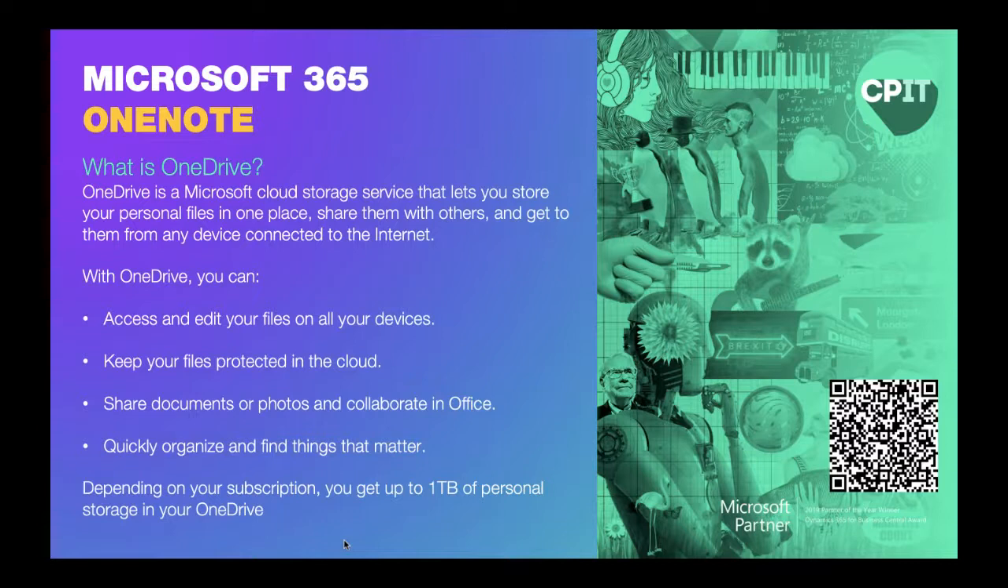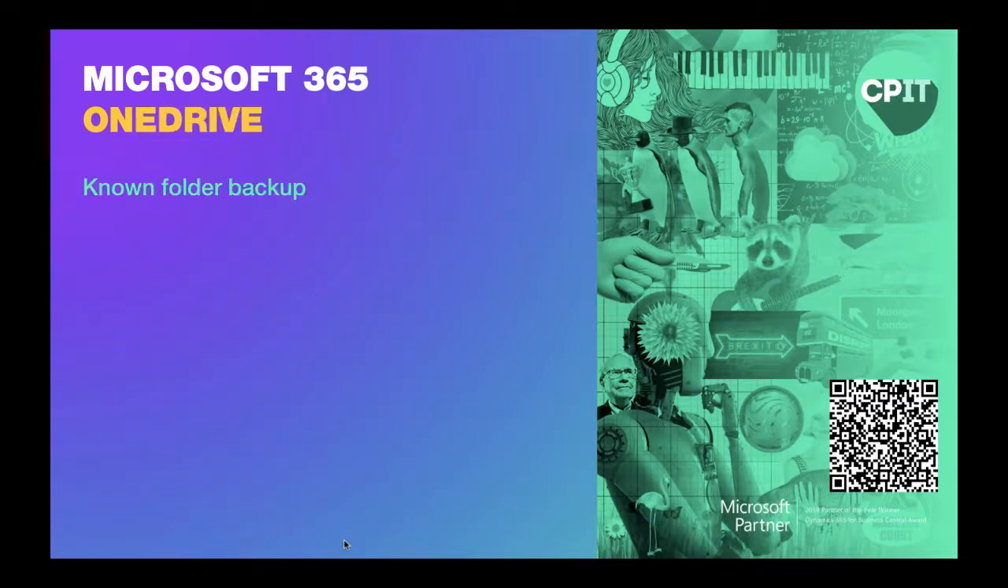It lets you store documents, photos. It indexes them so you can search. Things like photos, it'll actually keep a photo library and it'll classify photos so you can go back and find photos by location, by date, and it's a really handy tool to go through and get your files. One of the things we're going to talk about with OneDrive is using what's called the known folder backup.